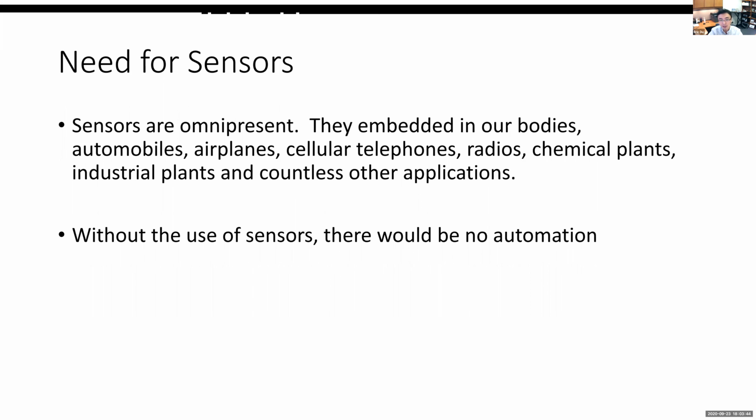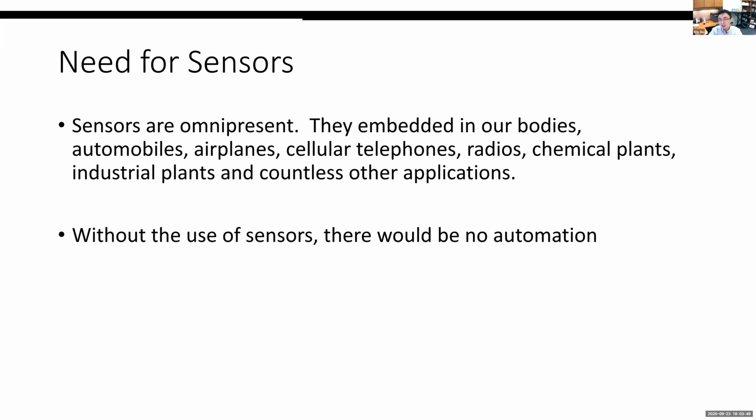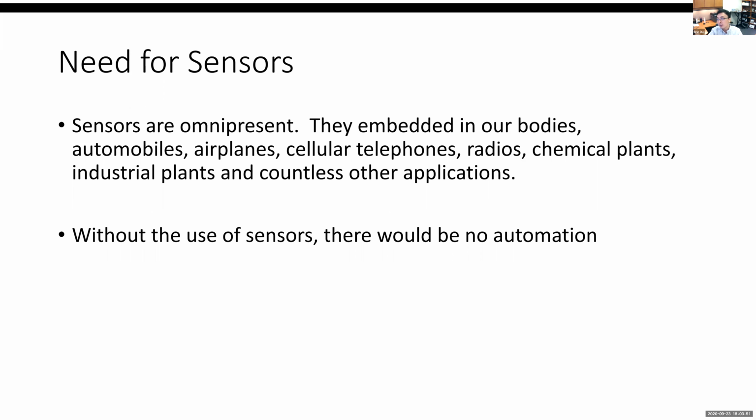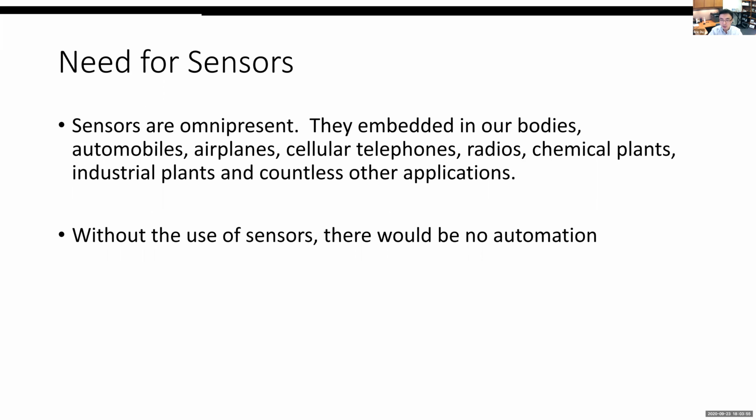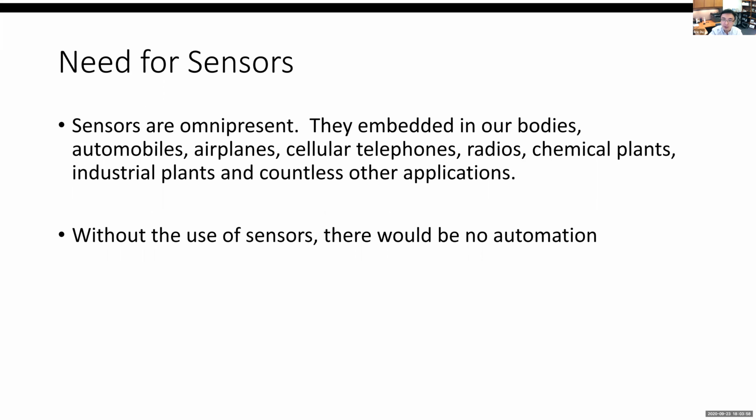So sensors are everywhere. Without sensors, we can safely say there wouldn't be automation. The prerequisite for automation is the use of sensors and connected sensors. That's the sensing network, and it's also the foundation of the Internet of Things.